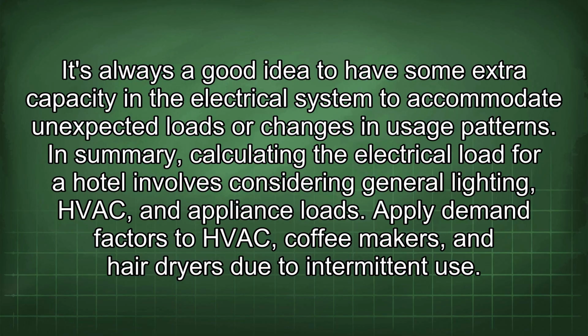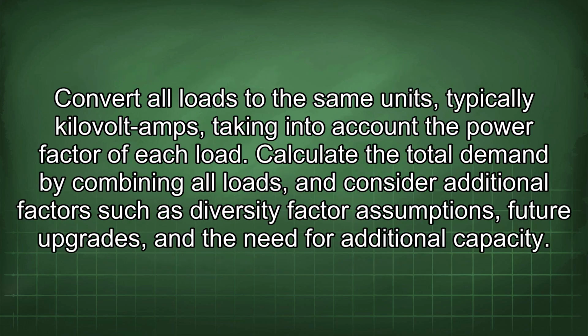It's always a good idea to have some extra capacity in the electrical system to accommodate unexpected loads or changes in usage patterns. In summary, calculating the electrical load for a hotel involves considering general lighting, HVAC, and appliance loads. Apply demand factors to HVAC, coffee makers, and hair dryers due to intermittent use. Convert all loads to the same units, typically kilovolt amps, taking into account the power factor of each load. Calculate the total demand by combining all loads, and consider additional factors such as diversity factor assumptions, future upgrades, and the need for additional capacity.